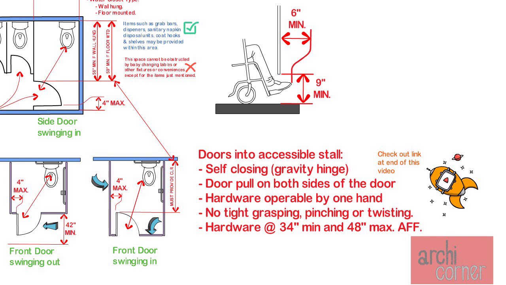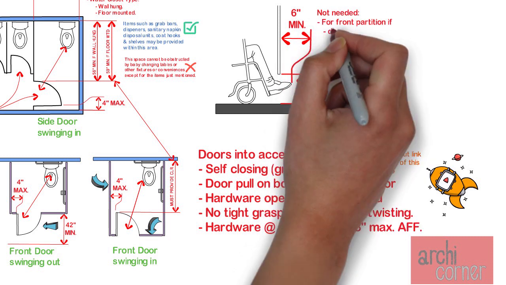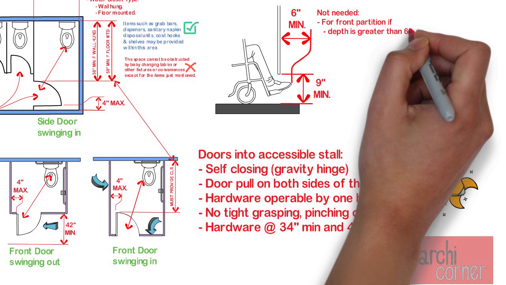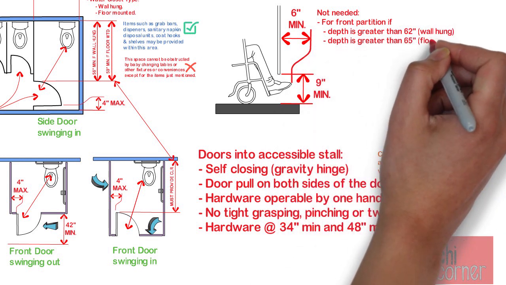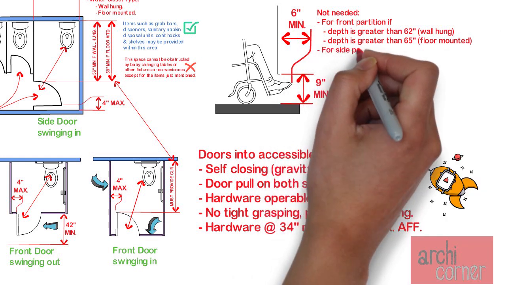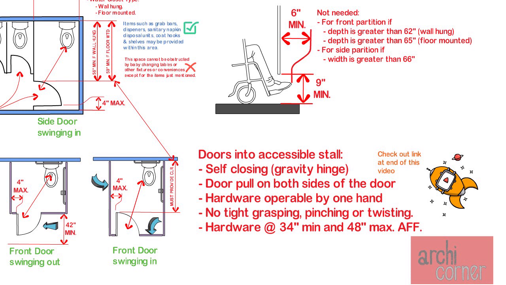Now, you do not need these for the front partition if the depth of the compartment is greater than 62 inches for wall-hung closets or 65 inches deep for a floor-mounted water closet. You also don't need this for the side partitions if the width of the compartment is greater than 66 inches regardless of the type of water closet used.